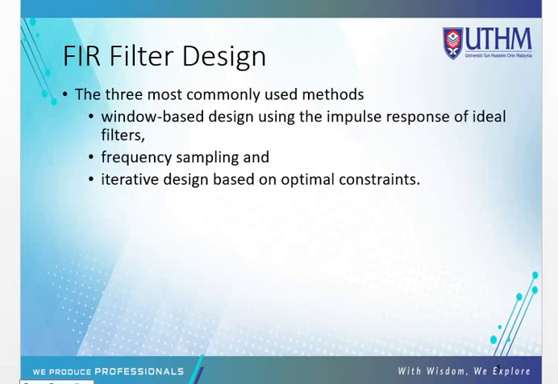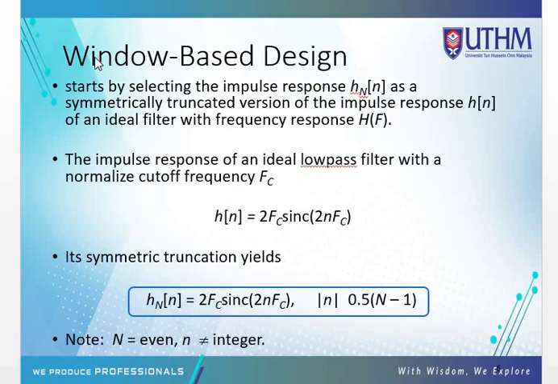There are three commonly used methods, that is the window-based design using the impulse response of the ideal filters, the frequency sampling, and the iterative design based on the optimal constraint. For the window-based design, it starts by selecting the impulse response h(n) as the symmetrically truncated version of the impulse response h(n) of an ideal filter with the frequency response H(f).